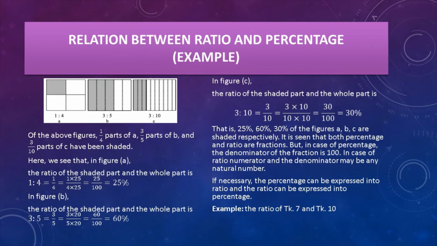Example: the ratio of taka 7 and taka 10. Let's see the example. That means the ratio 7 divided by 10 equals, we have to make the denominator 100. So you have to multiply 10 with 10, that is 100. And this 10 we will also multiply with the numerator. So 7 multiplied by 10 would be 70. For this 100 we will write down the percentage sign. And the answer is 70%.